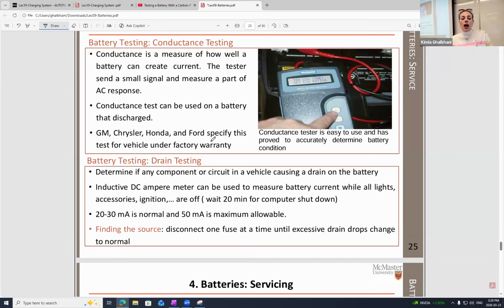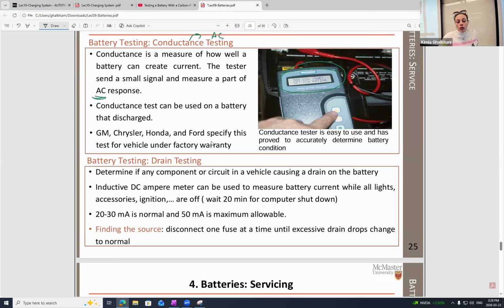So you are going to apply a small AC current to the battery. Then through this device, you are going to measure the voltage. That's what we call conductance testing. So you have to apply AC current and then look at the voltage. Through that, you are going to measure and understand the performance during the charge and discharge of the battery.